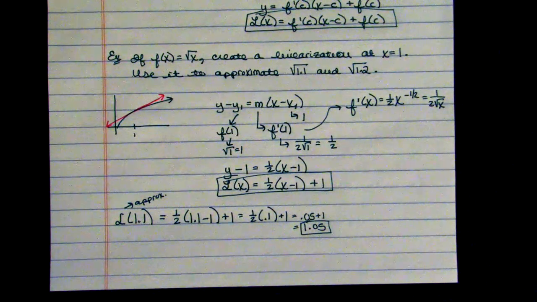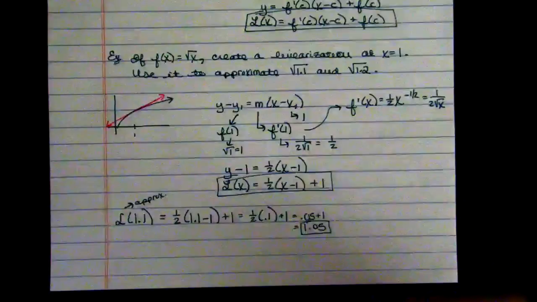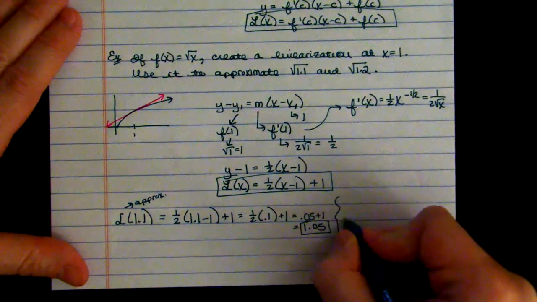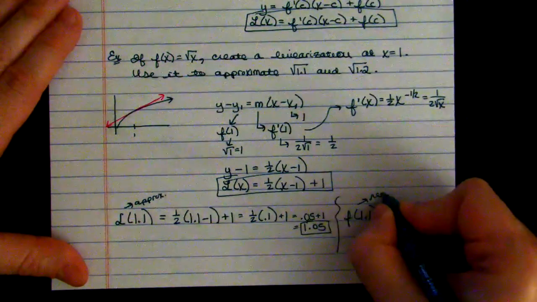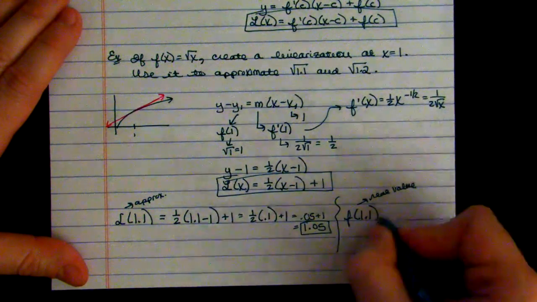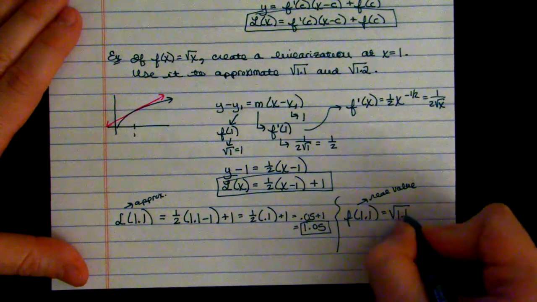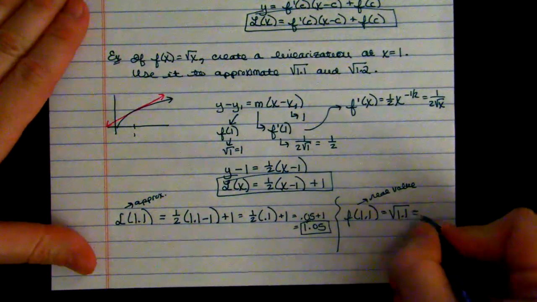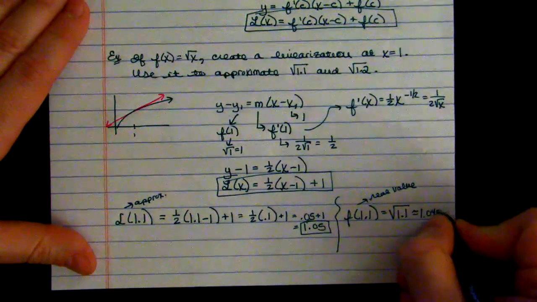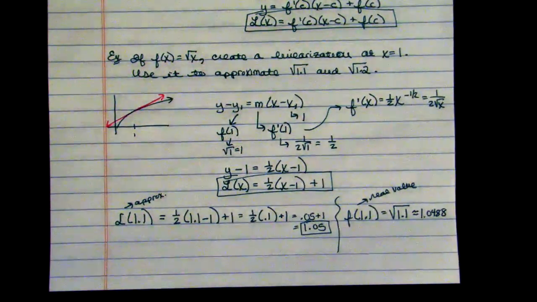Let me compare this to the actual value of the square root of 1.1, which would really just mean plugging 1.1 into my original function. This will give me my real value. F of 1.1 is the square root of 1.1, which I can't do by hand. Let's go to the calculator for that. Square root of 1.1. Type it in. When I do that, I'm getting about 1.0488. Yeah, that's pretty close to 1.05.